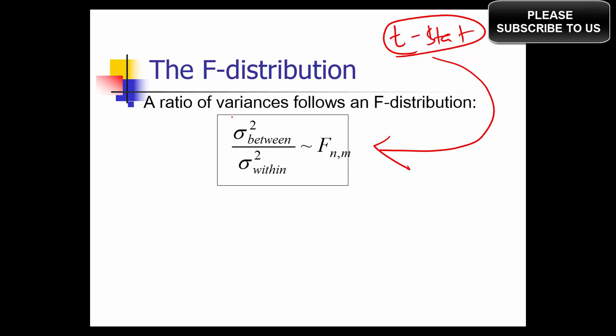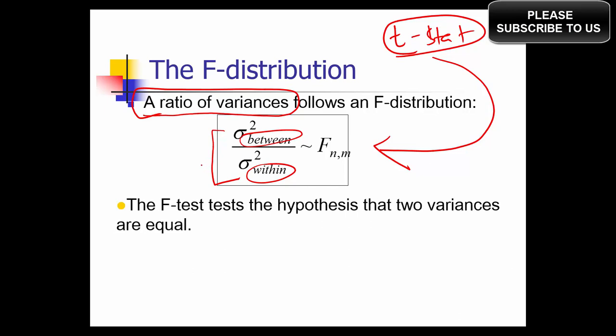The F distribution is applicable when we take the ratio of variances. There are two types of variances that we'll be talking about: one is between variance and the second one is within variance. When we take the ratio of these two different variances, the ratio itself will follow the F distribution. So that's something we'll keep in mind.